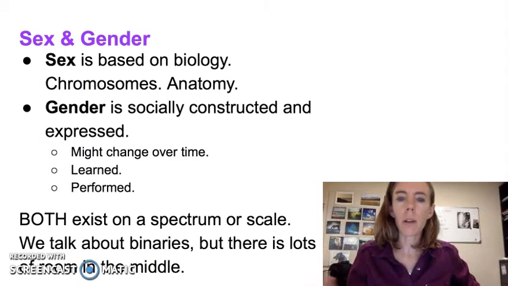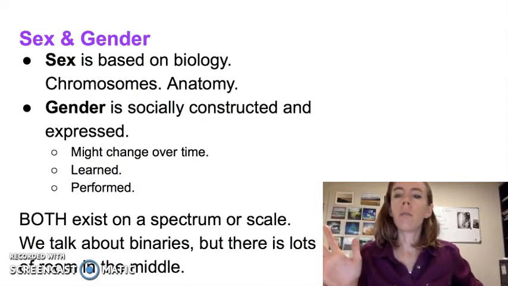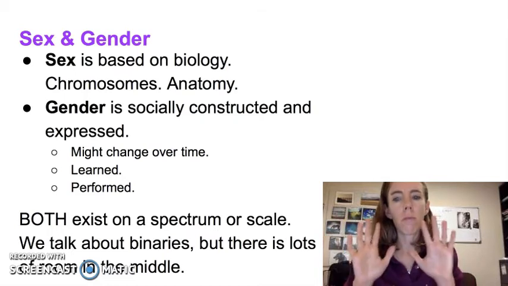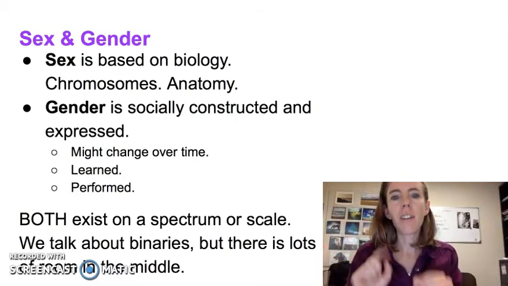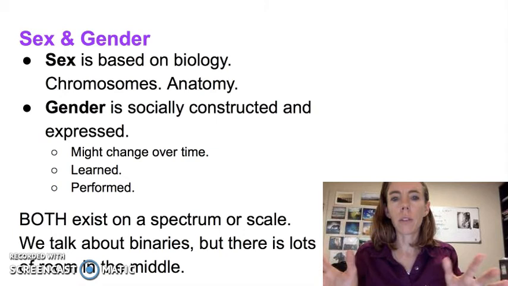I know there's another video where I talked about that. So gender, I already told you it's learned, and it might also change over the course of time. It might feel different to different people at different times, and there are all kinds of reasons why that is. But factually, when we're talking about definitions, sex and gender are related but not the same. So biology on one hand, social construct on the other.